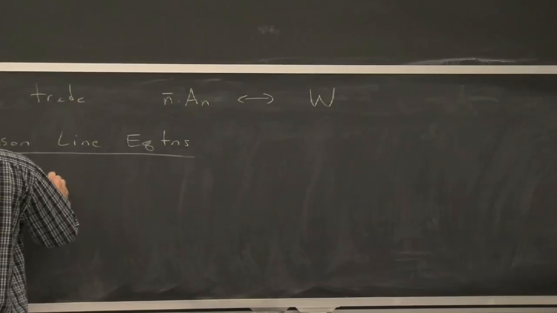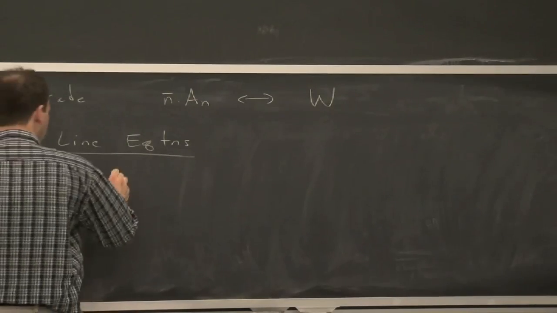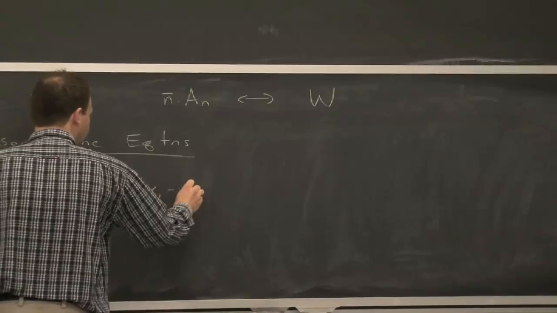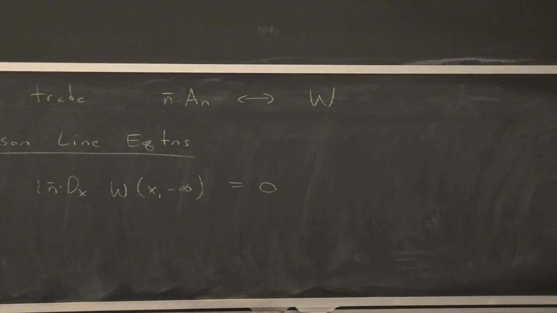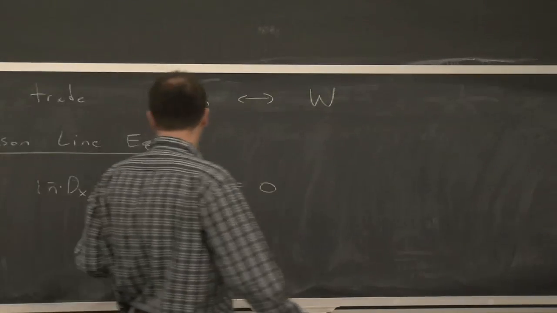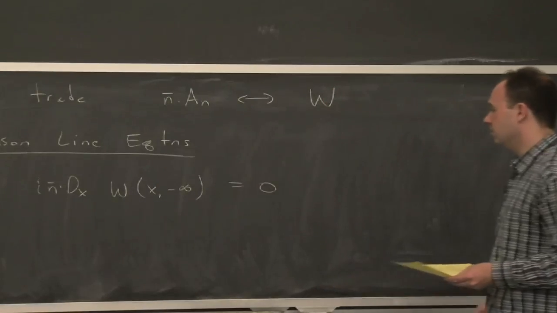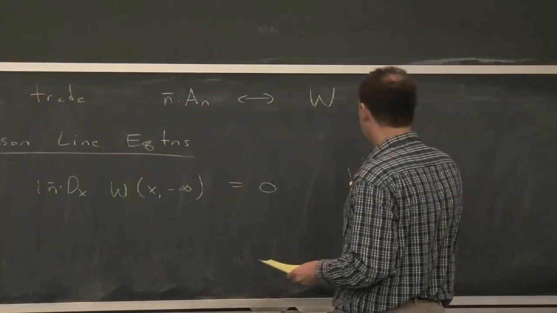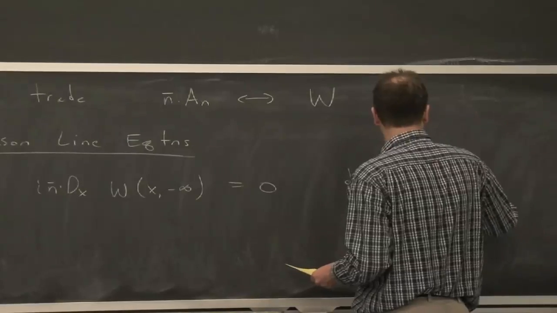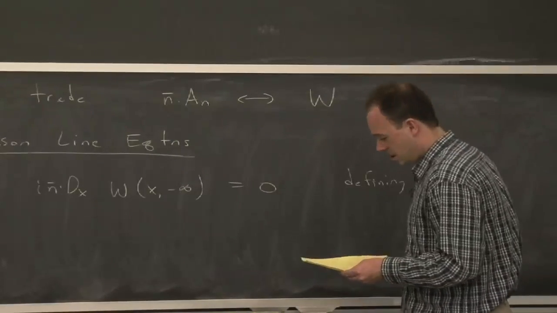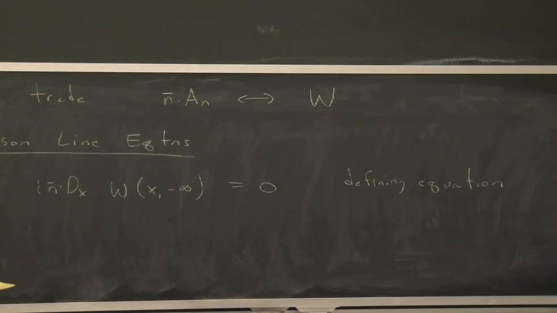So if you are in momentum space, the Wilson line has an equation of motion, or a defining equation if you like. It's this. This defines the direction that the Wilson line is along, the n bar direction. And the x and the minus infinity are telling you what the endpoints are. So this is the defining equation. You can look back at Peskin if you want to see how that all works. And that's the defining equation in position space.